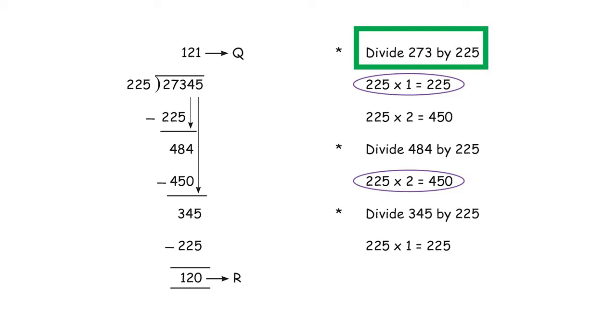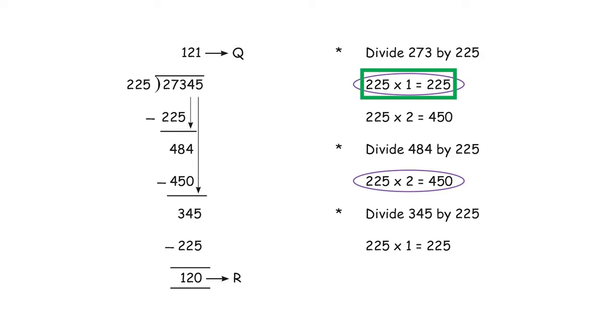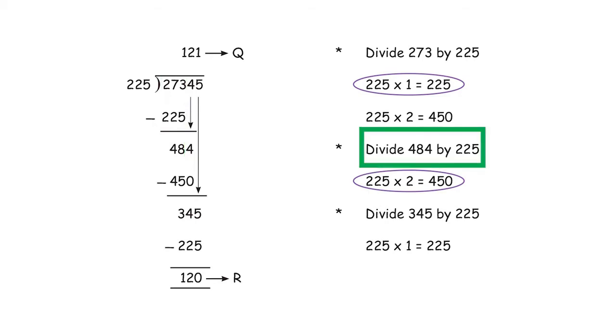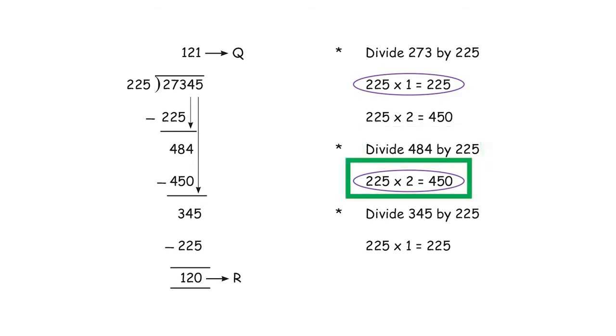273 by 225. We know 225 into 1 is 225. 225 into 2 is 450. So let's take the first product, 225 into 1. Let's write it down. Now we have to subtract. 273 minus 225 will give you 48. And then you bring the 4 down. The next step is to divide 484 by 225. 225 into 2 is 450. That is the number closest to 484. So 484 minus 450 will give you 34.